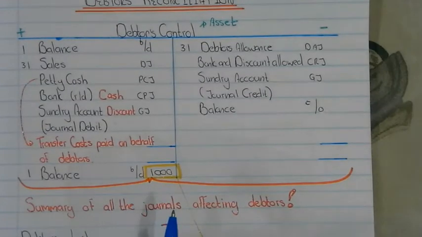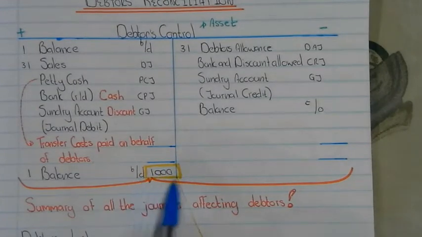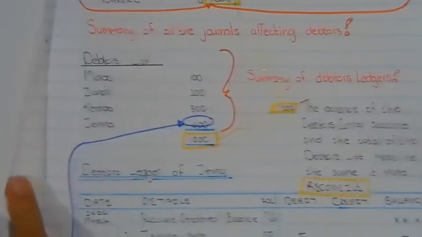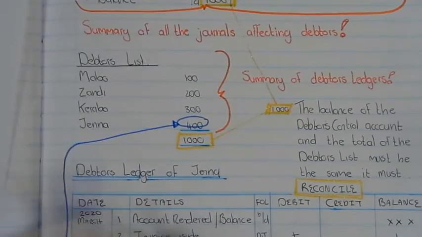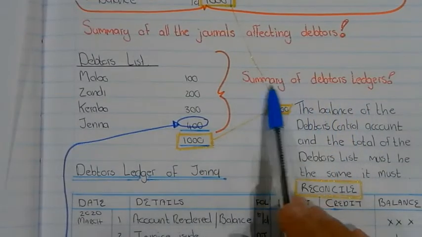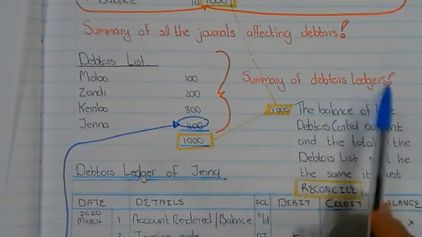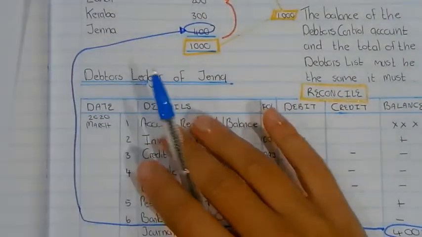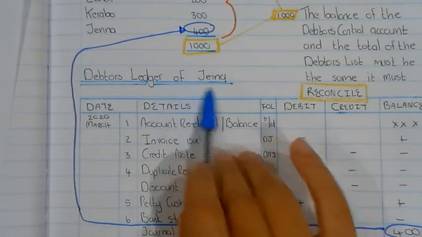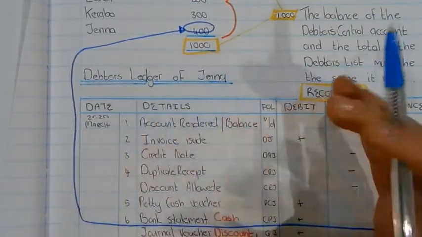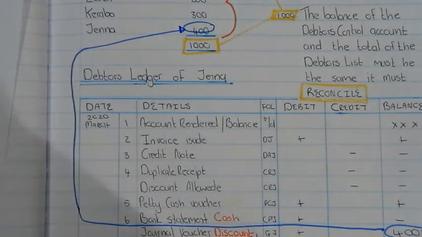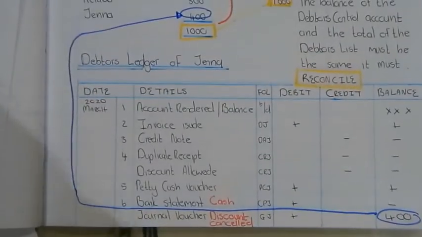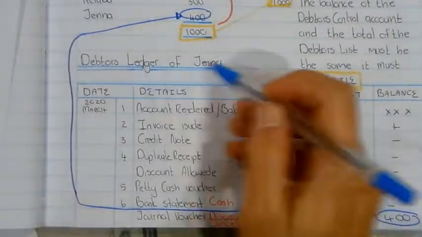Now, doing the reconciliation, we know that this balance must be the same as the total of my debtors list. Remember, the debtors list, as I said before, is a summary of my debtors ledger. Remember now how a debtors ledger looks. A debtors ledger is for each individual debtor, who will have their own ledger, and all the transactions that they did through the month will be entered in my ledger.